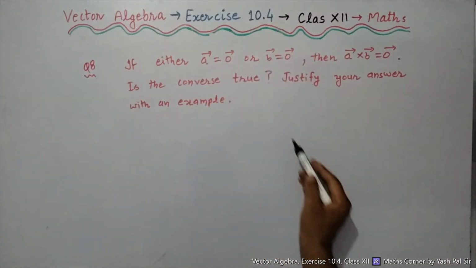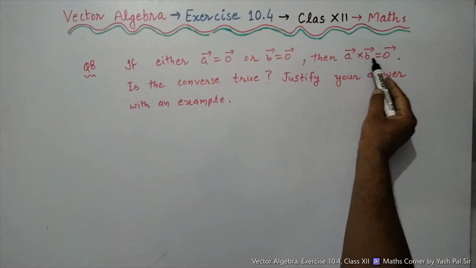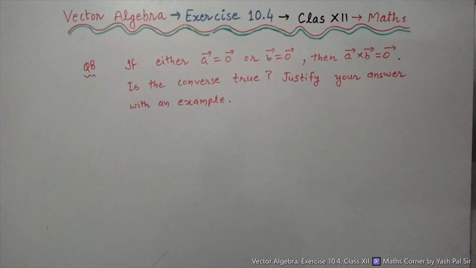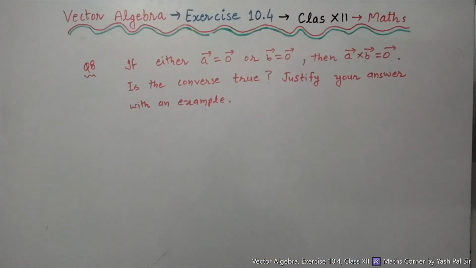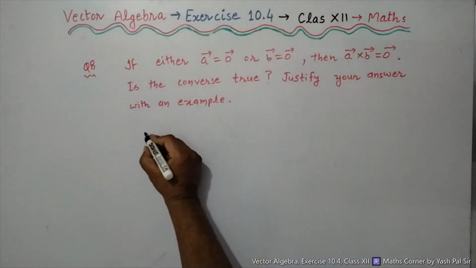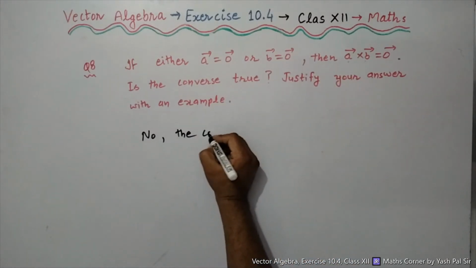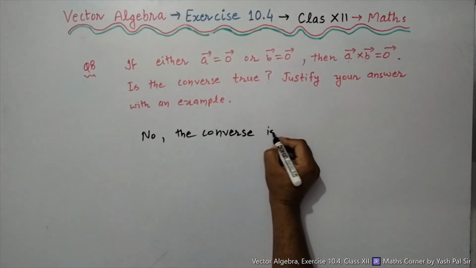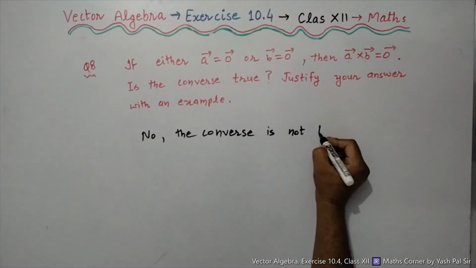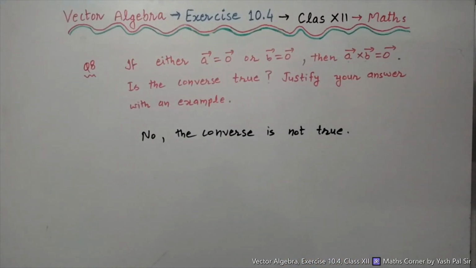Question number 8 is, if either vector A is 0 vector or vector B is 0 vector, then the cross product of vector A and B is again 0 vector. Is the converse true? Justify your answer with an example. So here what we can say, no, the converse is not true.